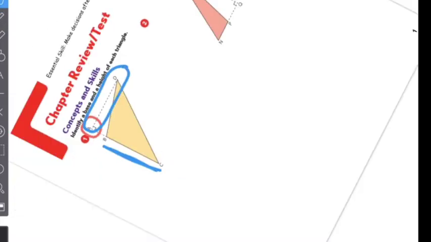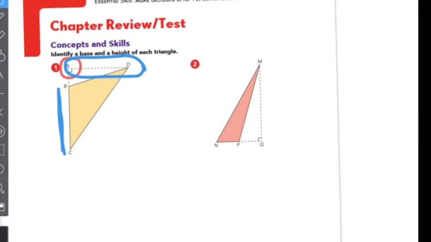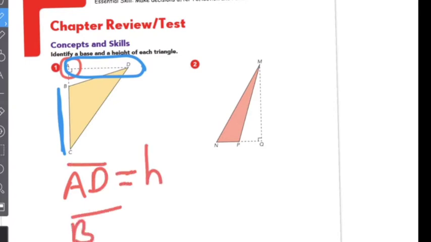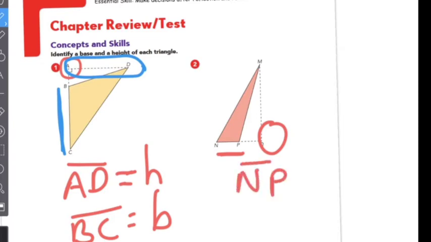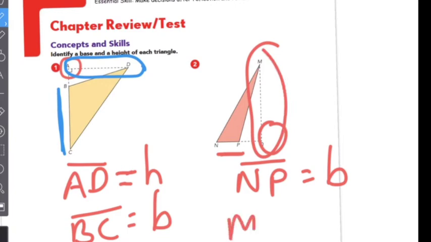Let me turn it back around. So AD, or DA, it really doesn't matter, equals the height. That's line segment AD. And then line segment BC equals the base. So for number 2, I see the right angle. It's already turned to a good direction so I can see it better. NP is part of the triangle, so line segment NP is the base. And then the height is going to be MQ right there. So MQ equals the height.